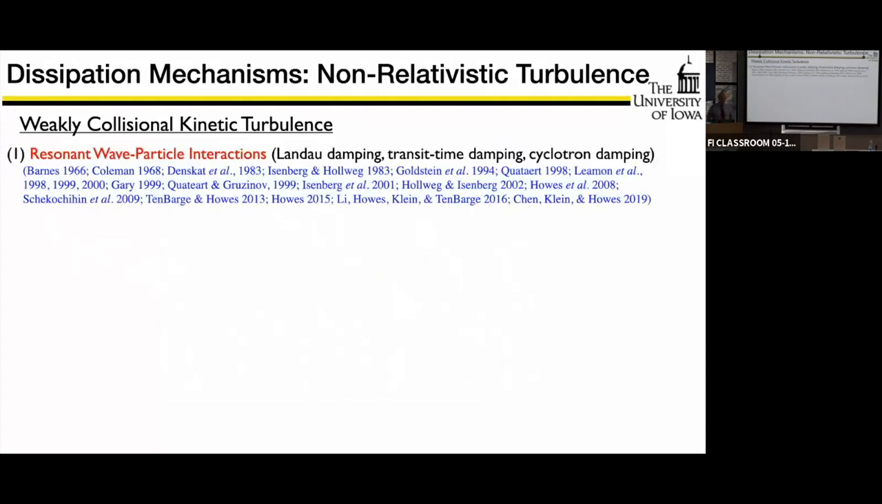So the first class of mechanisms are resonant wave particle interactions, things like Landau damping, which is essentially particles that are surfing on the parallel component of the electric field. The waves have some electric field associated with them, and particles can just gain energy, just like surfing on a wave. And then there's something called transit time damping, which is the magnetic analog of Landau damping.